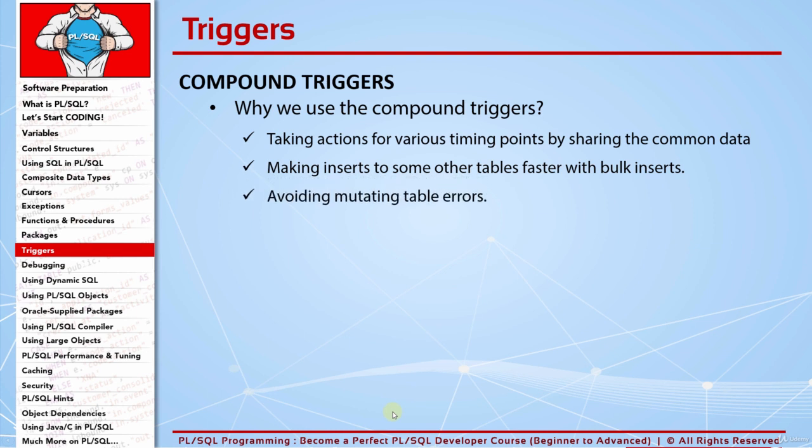In the next lecture, you will see what the mutating table errors are. This is a common error in triggers, and without the compound triggers, we cannot handle that problem easily. We will see that in detail in the next lecture.